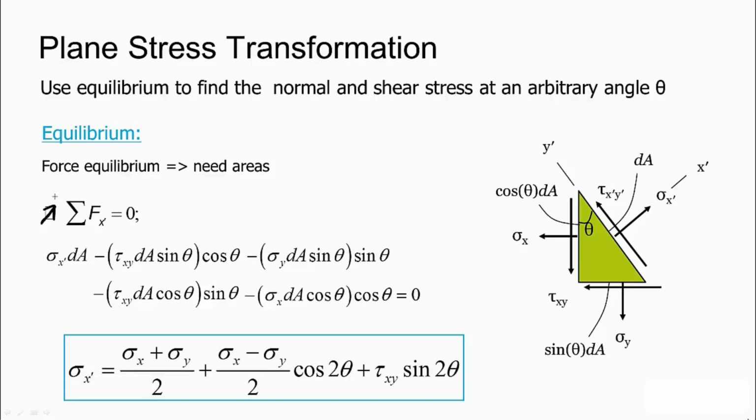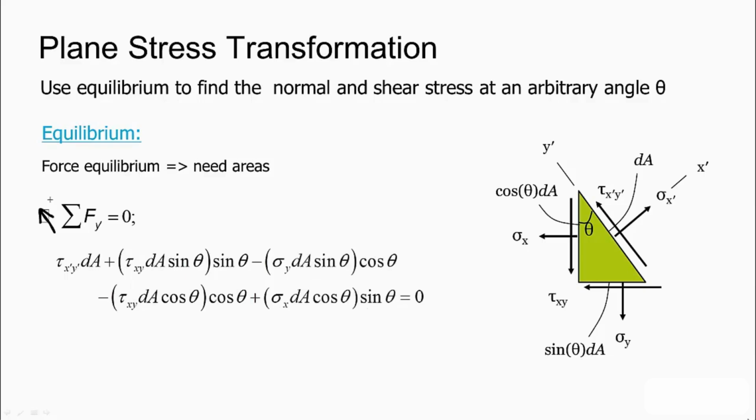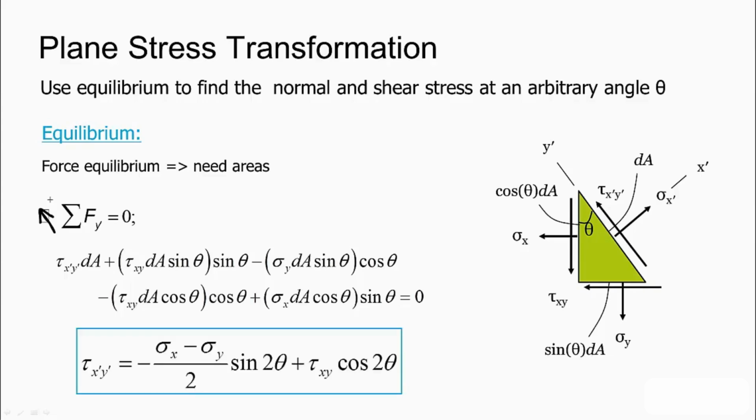We now need to repeat the same process in the y prime direction, so the sum of the forces in the y prime direction has to equal zero, and we get the same lengthy expression due to the shear stress tau x prime y and all these other stress components acting on their area and projected into the y prime direction. And we see that the dA's cancel out again, and if we simplify it, apply our trigonometric identities, we get the following result. Tau x prime y prime is equal to negative (sigma x minus sigma y) all divided by 2 times sine 2 theta plus tau xy times cos 2 theta.